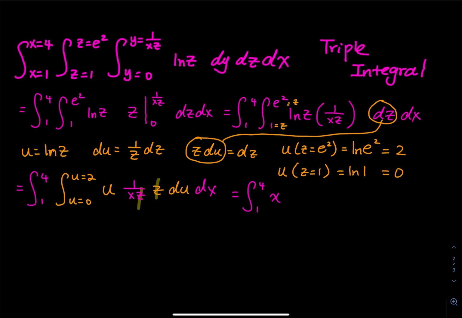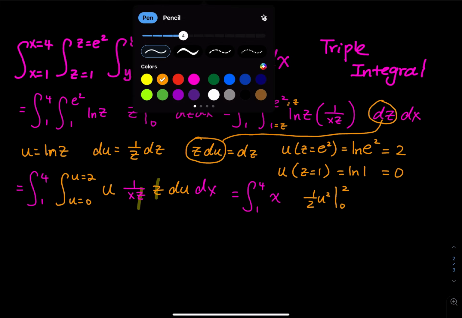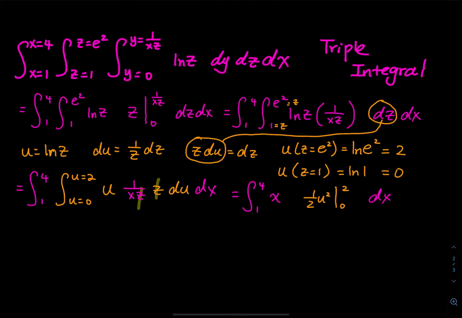So that will be 1/2 u squared, u goes from 0 to 2, and then you have a dx at the end. Then u squared minus 0 will be 4 minus 0, equals 4. 4 divided by 2 is equal to 2. And then the very last integral, 1 to 4, x. So this is x dx, and then you have a 2 just like right here. That should be very easy.